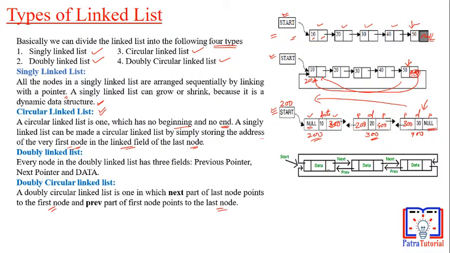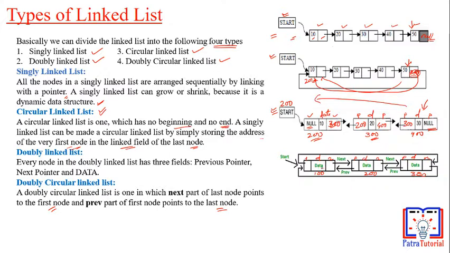Okay, so these are the nodes. Each node is having three fields. First one is the previous pointer, then data, then next part. Same thing, previous pointer, data, and next part. This is also previous pointer, data, and next part. Now suppose the address of this node is 100. Okay, let me write 100. This is 200, this is 300. So these are the addresses of these nodes.